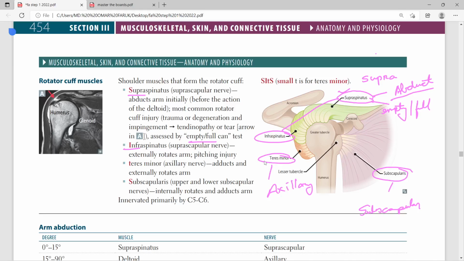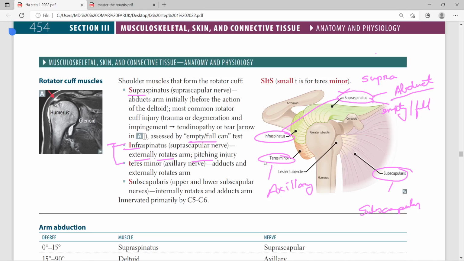Next is infraspinatus, which is also supplied by the suprascapular nerve, but the function is different. Infraspinatus externally rotates the arm. Infraspinatus and teres minor both externally rotate the arm, and this matters in pitching injury. Pitching injury means, if you play baseball, the person who throws the ball is called the pitcher, and it happens in that kind of sport.